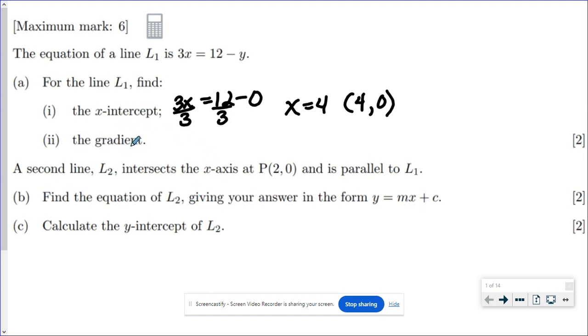All right, the gradient, of course, is just slope. I'm just going to rewrite this equation in slope-intercept form, and we would have y is equal to negative 3x plus 12. Of course, the gradient is m, the coefficient of x here. So my m is negative 3.